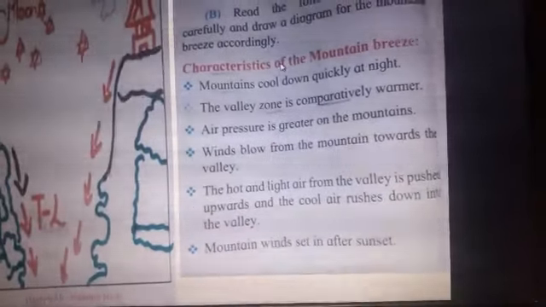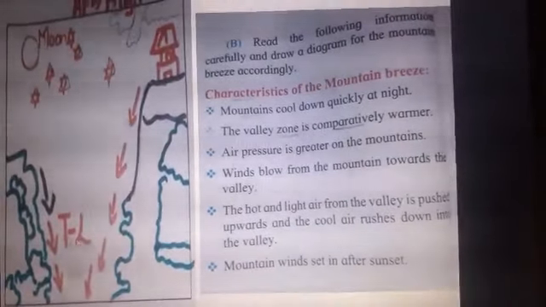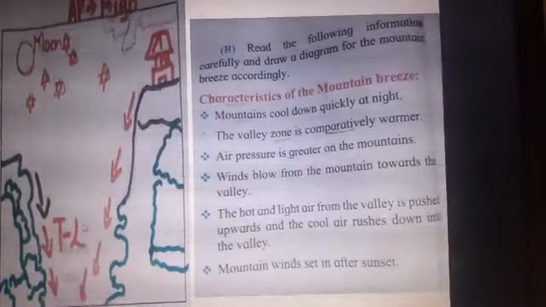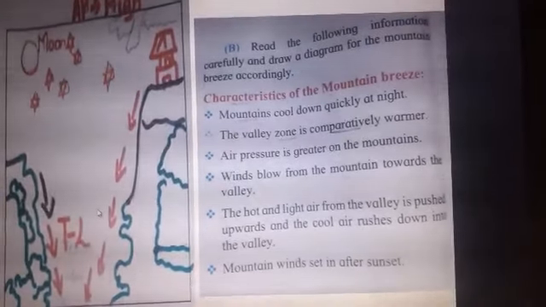Let us see the characteristics of the mountain breeze. Mountains cool down quickly at night. So the valley zone is comparatively warmer. Now what happens here? The land cools down, but the air is warmer. Land gets heated up quickly, and gets cooled down also, but it needs some time. So which type of air is there? Warmer air is there, whereas on the top, it is cool.